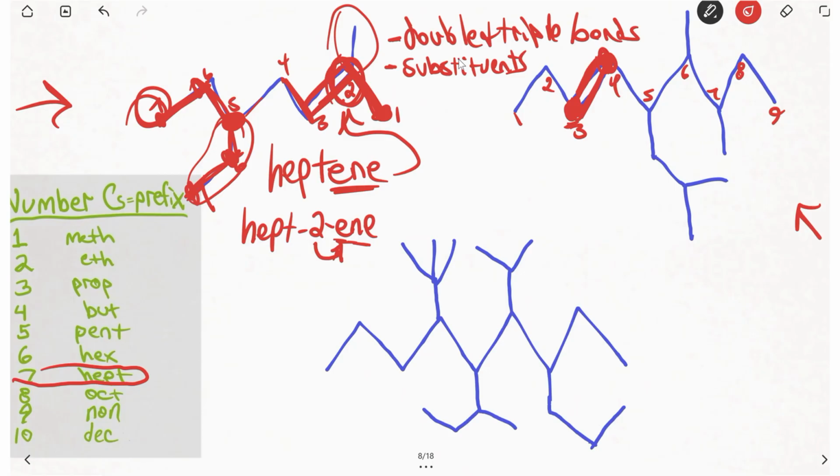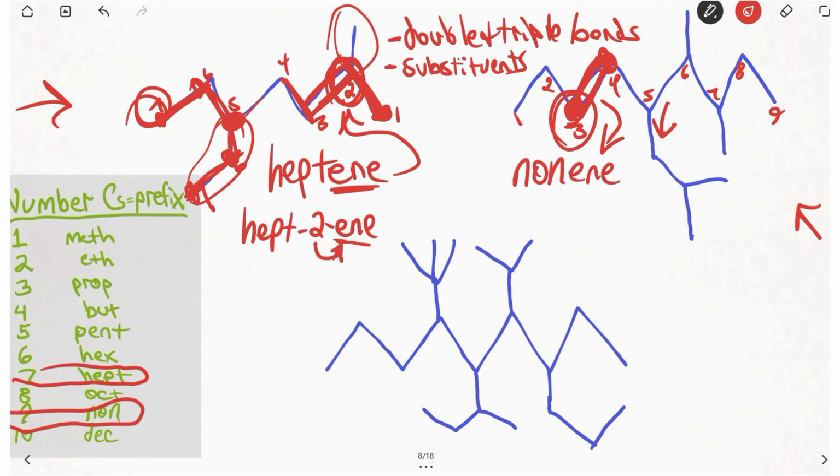Because see, if you would have gone down this way after the 5, and you would have gone 6, 7, 8, you would have only gotten 8 carbons out of that chain, right? So you want to go where the most carbons are in a row. So that's going to be 9. So 9, as you can see down here in the chart, 9 is non, and this has a double bond, so it's going to be nonene. And the double bond starts at the 3rd carbon, so it's going to be non-3-ene. And then we have a bunch more labeling to do with the substituents, but we'll get right back to that.